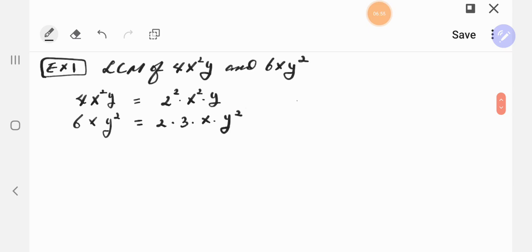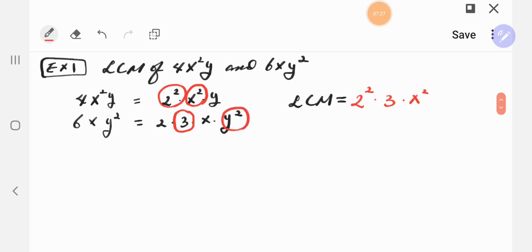So from this, the LCM is the product of all the factors that have the largest exponent. We have a factor 2, and 2 squared is larger than 2, so we'll select 2 squared. And 3 is the only one, so that's the largest one, so we will select that. And then x. We have x terms, but x squared is larger, so we'll select this x squared. And then we have y and y squared, so we select y squared.